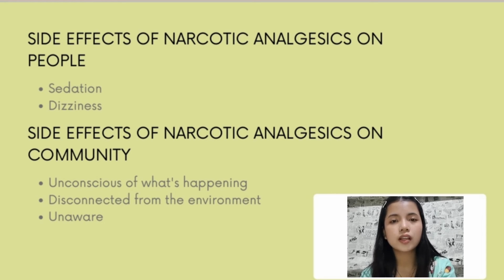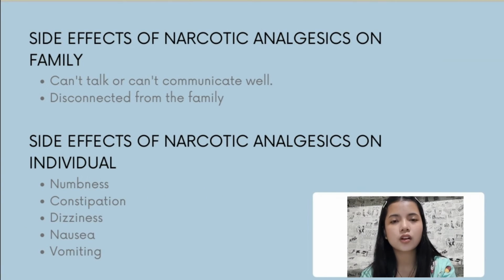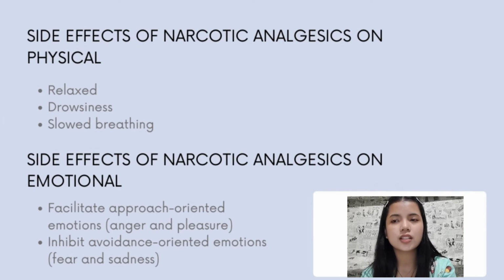Side effects of narcotic analgesics on community: unconscious of what is happening, disconnected from the environment, and unaware. Side effects of narcotic analgesics on family: can talk or can communicate well, disconnected from the family. Side effects of narcotic analgesics on individual: numbness, constipation, dizziness, nausea, and vomiting. Side effects of narcotic analgesics on physical: relax, drowsiness, and slowed breathing.